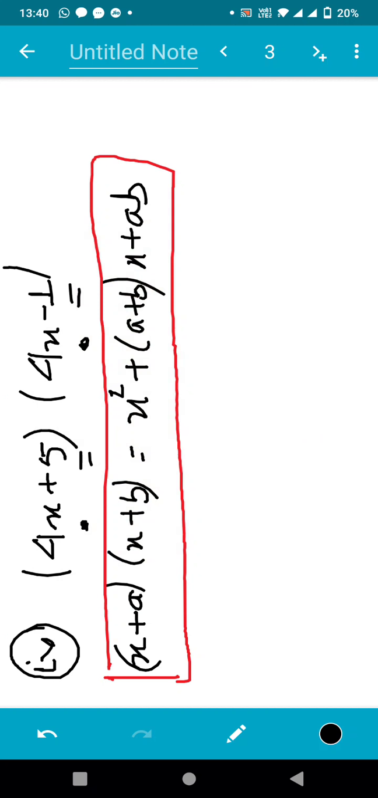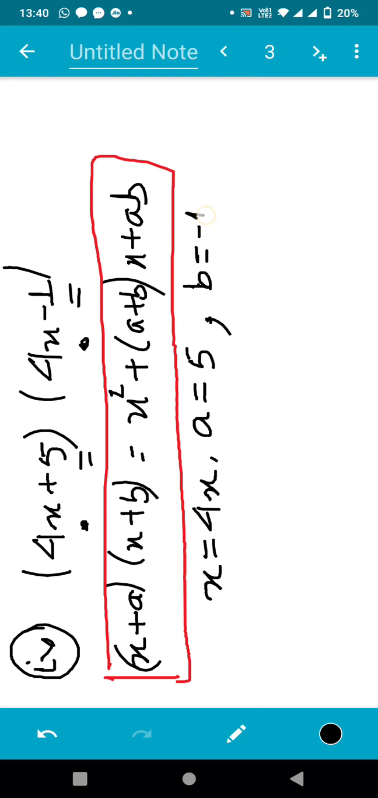Now this is the identity that you are going to use. What is there in the position of x? In place of x we have 4x. What is there in place of a? This time a is positive, so we'll write 5. And what is there in the place of b? It is negative again, minus 1. According to the identity, the first thing we have to write is x square, isn't it? x means 4x, so first we write x and then we do the square of this.